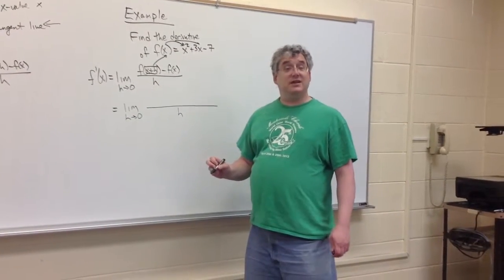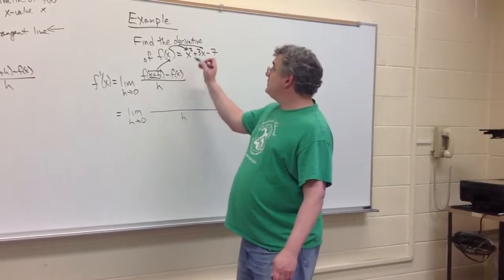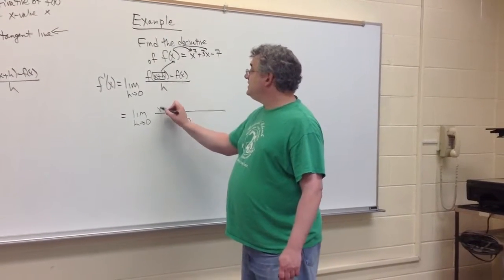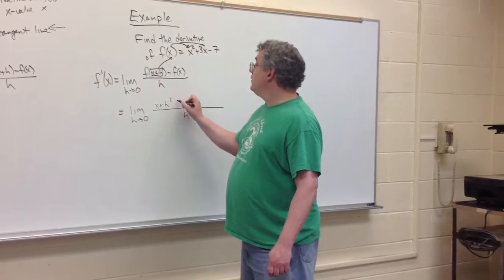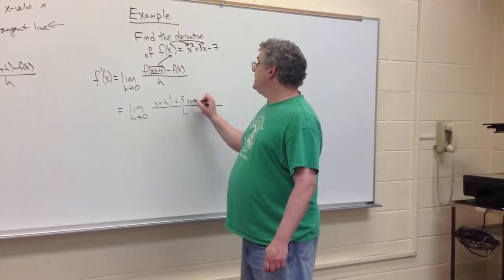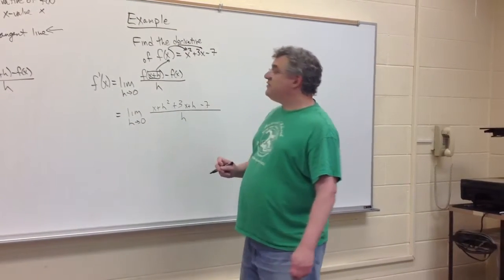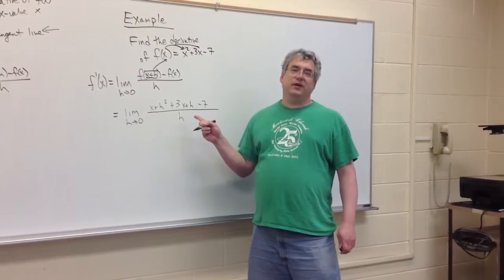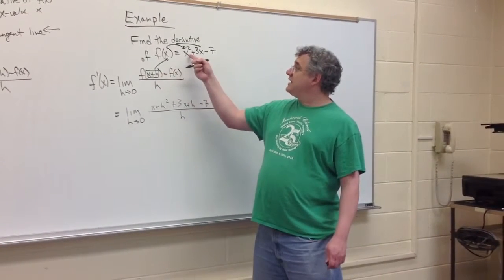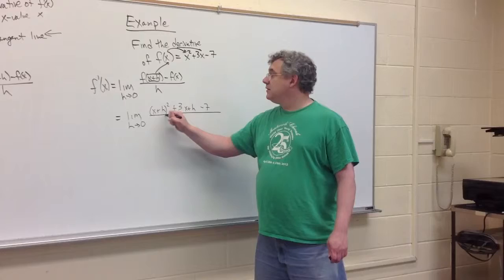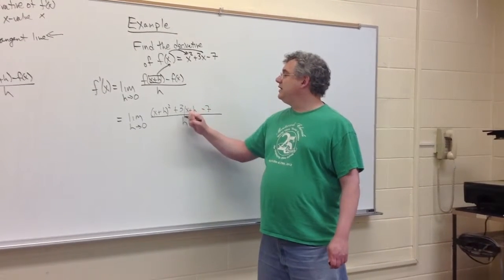That bottom is still h. That's really easy. f(x+h) is going to be (x+h)^2 + 3(x+h) - 7. Now that is wrong because I forgot to put parentheses. I want all of the x+h to be squared, and I want all of it to be multiplied by 3.